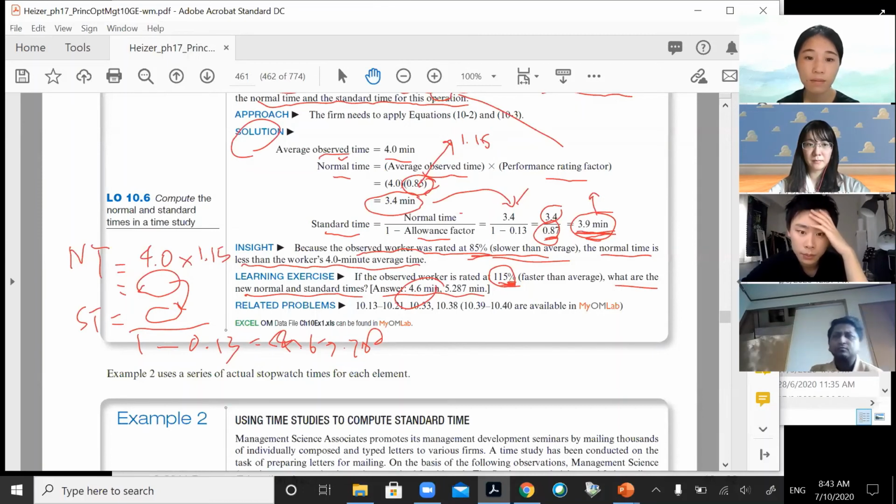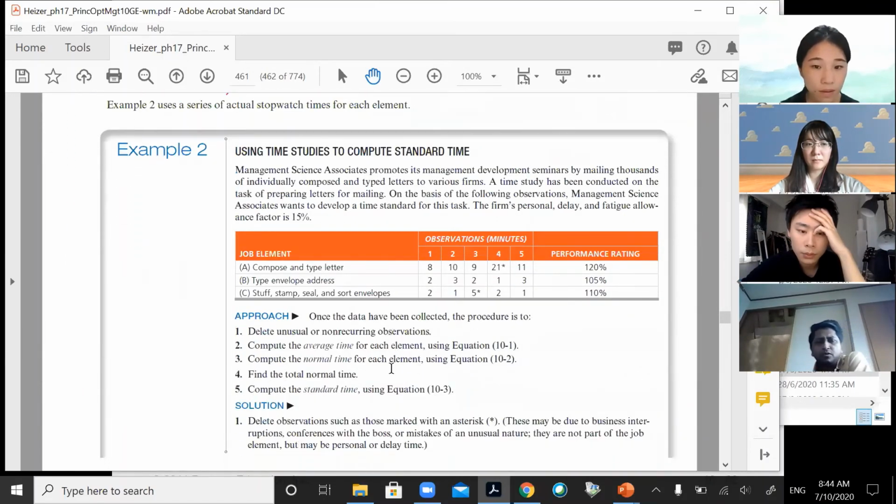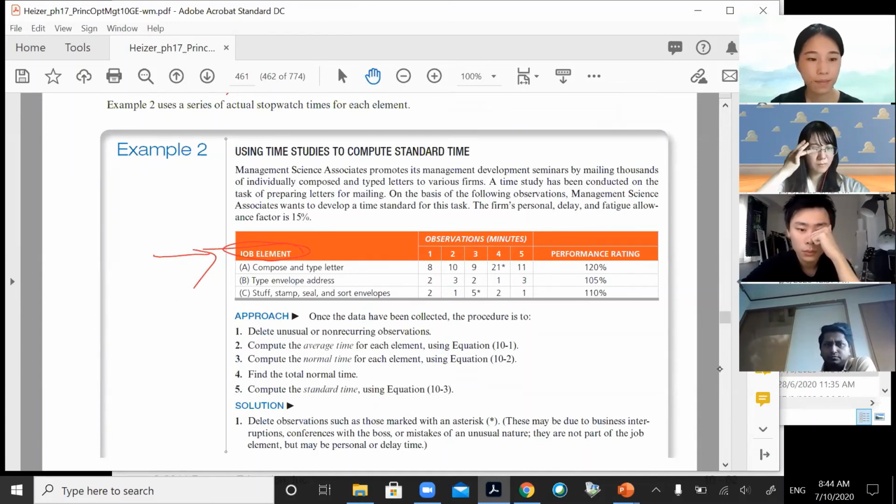I'm going to give you some questions after this, so bear with me. This is much more detailed. That one is very straightforward, but how did they get the average observed time? Just now, when I said determine the task, then break down the task into elements, this is what we call breaking it into elements. This Management Science Associate promotes management development seminars by mailing thousands of individually composed and typed letters to various firms. So they write letters and they send.